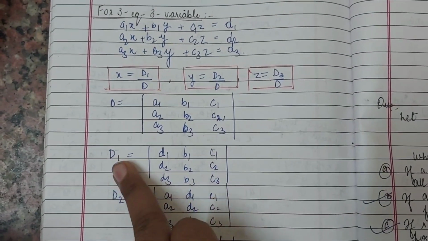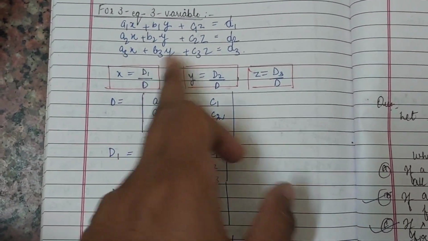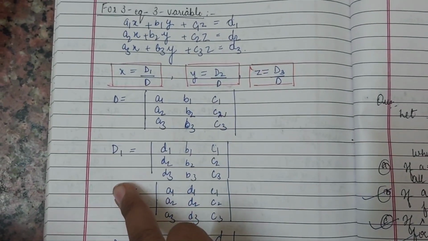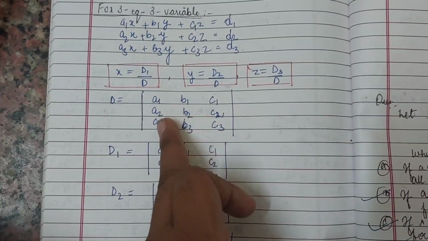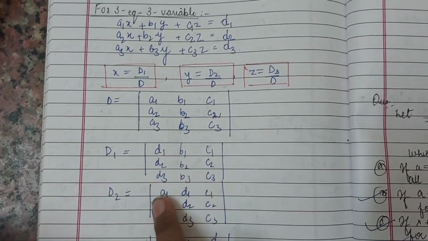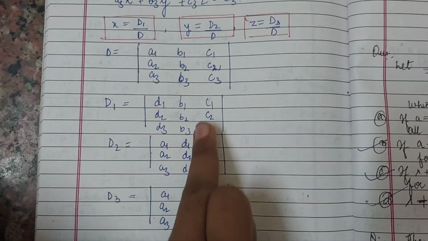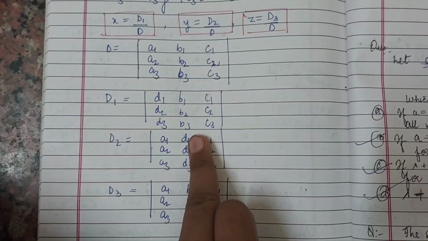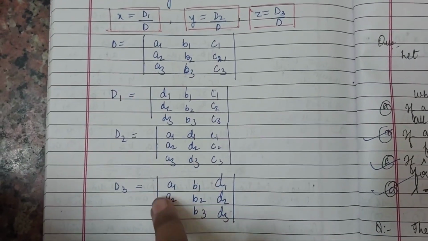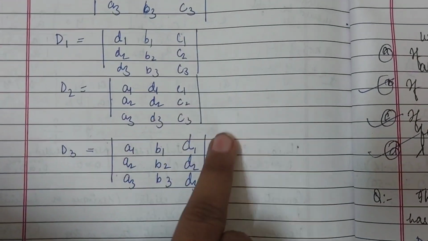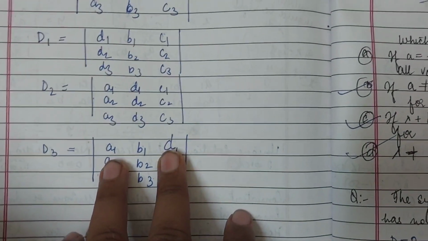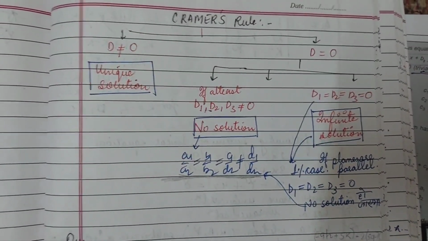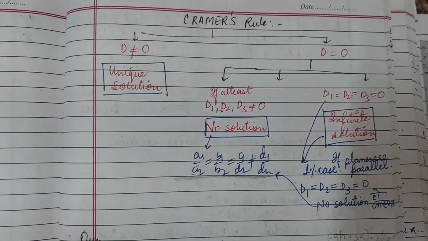Now I'm telling you what d1, d2 and d3 are. For d1, instead of a1, a2, a3 you put the constants d1, d2, d3. For d2, instead of b1, b2, b3 you put d1, d2, d3. In d3, instead of c1, c2, c3 you put d1, d2, d3. I hope now everything is clear. That's how you get whether it has no solution or infinite solutions.